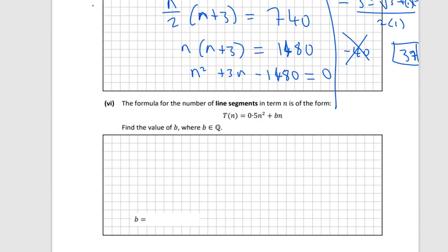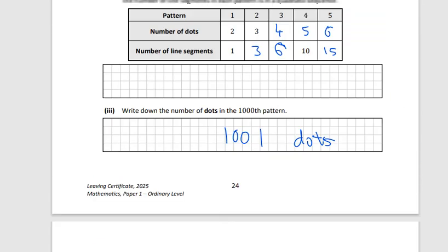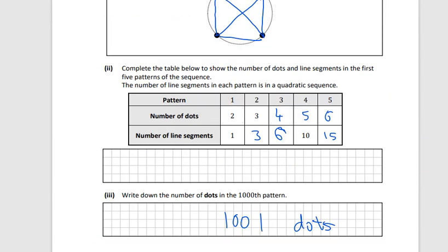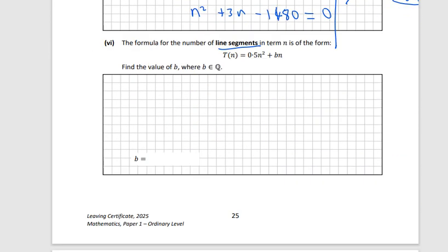Last one. This is for the number of line segments. So you see that for line segments, for pattern one, there's one line segment. So therefore, we should get one out of the function. So I'm going to let t of n be one, and I'm going to put in a one for the other one because it's pattern one.